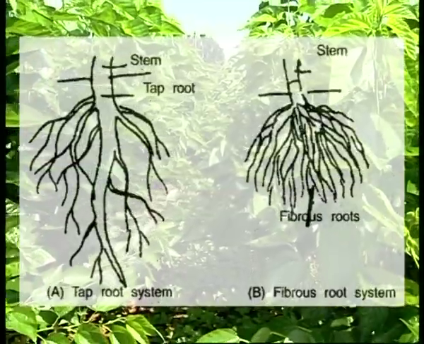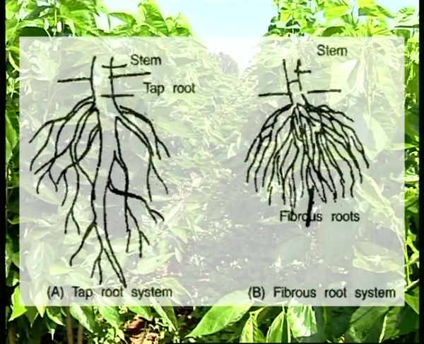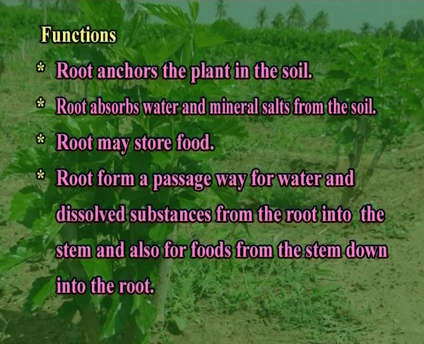The root system of mulberry tree consists of the main root or taproot, lateral roots and the fibrous roots. The form of the mulberry root system varies with the method of propagating the seedlings. Functions: Root anchors the plant in the soil. Root absorbs water and mineral salts from the soil. Root may store food. Root forms a passageway for water and dissolved substances from the root into the stem and also for the foods from the stem down into the root.